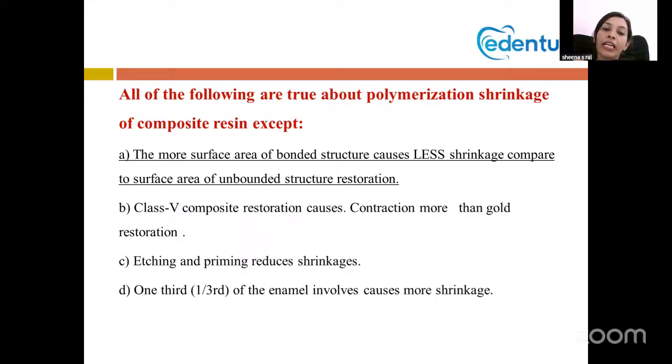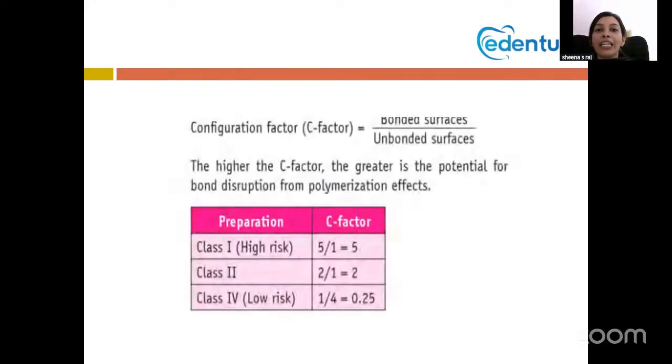See the first point. More surface area of a bonded structure causes less shrinkage? No. The more the surface area of a bonded structure, the more the shrinkage, so it is directly proportional. More bonded surface area means more shrinkage when compared to the unbonded surface. So we have to know the configuration factor, the C factor. It is the ratio of bonded surface to unbonded surface. The higher the C factor, the greater the bond disruption from the polymerization effect.